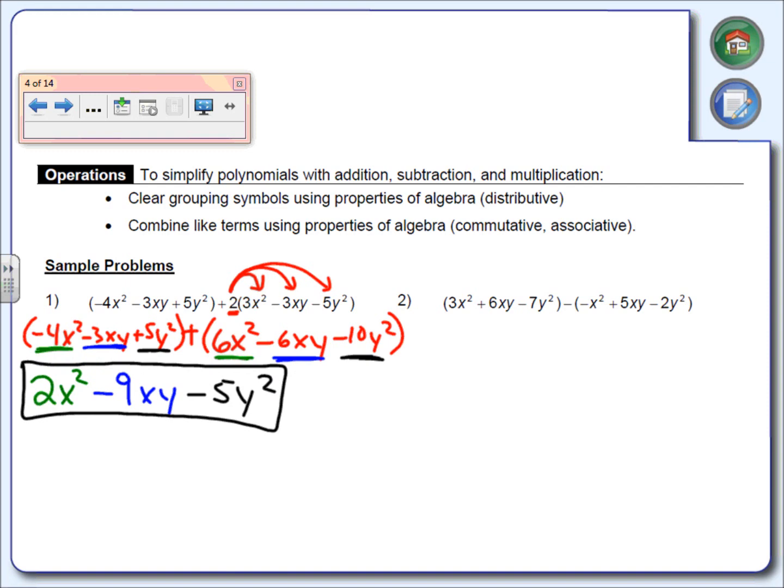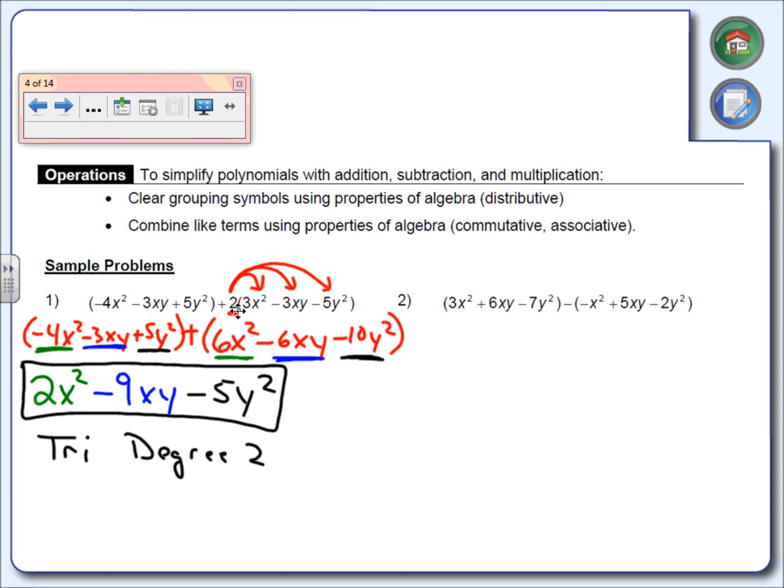By the way, that answer we just got, would that be considered a monomial, binomial, trinomial, or polynomial? Trinomial. I want you to write that down for me. Trinomial. Anybody know what the degree of that trinomial would be? 2. The degree would be 2. It's the highest degree of the monomial terms.